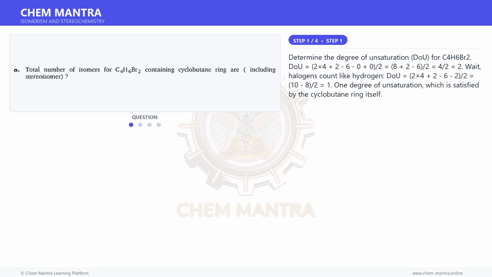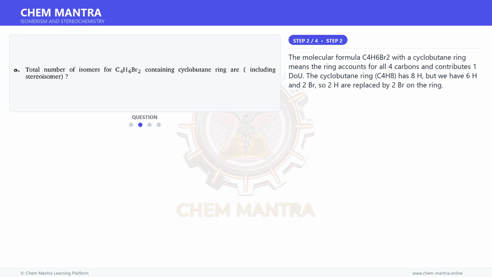C4H6Br2. DU is equal to (2 times 4 plus 2 minus 6 minus 0 plus 0) divided by 2, which is 8 plus 2 minus 6, so 4 divided by 2 equals 2. Wait, halogens count like hydrogen. DU is equal to (2 times 4 plus 2 minus 6 minus 2) divided by 2, which is (10 minus 8) divided by 2, equal to 1. One degree of unsaturation, which is satisfied by the cyclobutane ring itself.